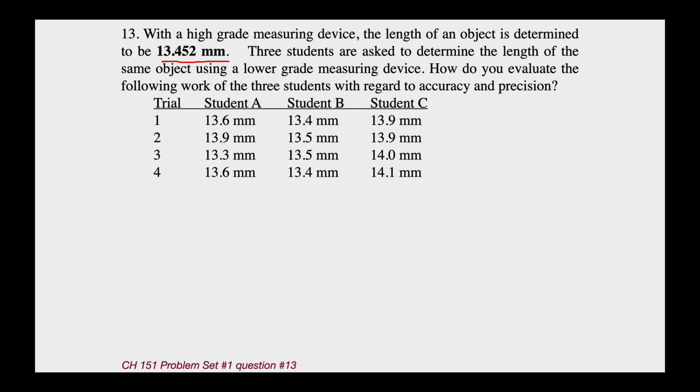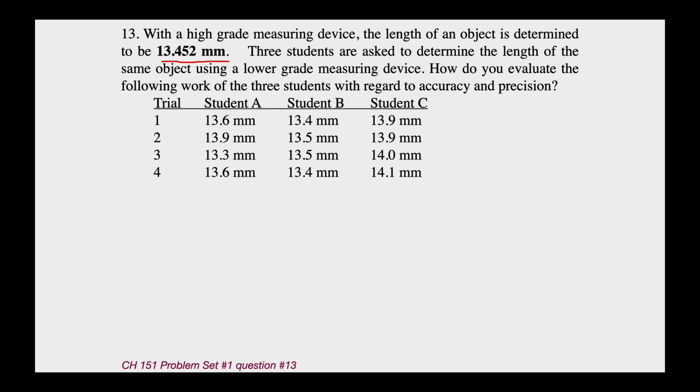Now, student A maybe was okay for accuracy, but their precision wasn't very good. You can see it went from a low of 0.3 to a high of 0.9. So that's a pretty big plus or minus right there. So I wouldn't say that student A was very precise. I mean, maybe accuracy, maybe, but precision, not really.